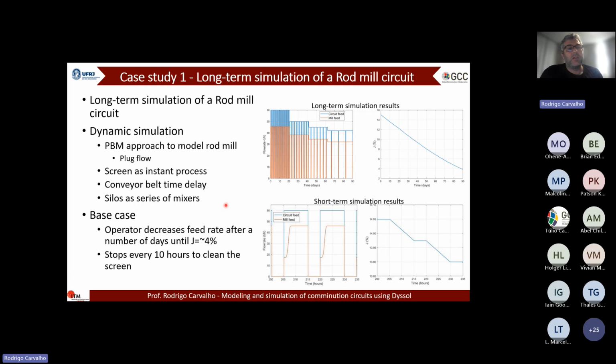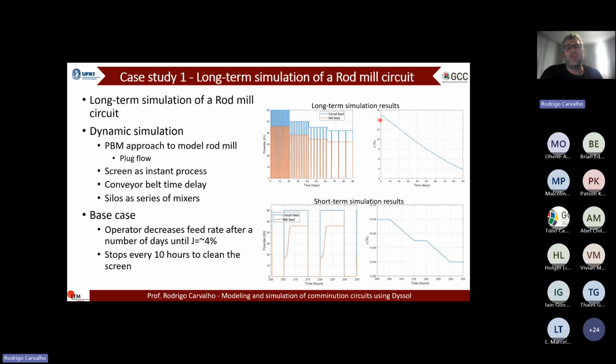So for the base case, we are just reproducing what the operator did. The operator decreased the feed rate after a certain number of days. You can see here, after 20 days of operation, there is a step change in the circuit feed, and with that the mill feed, which takes the oversize of the screen, decreases as well. We found 1, 2, 3 step changes to the feed, so the capacity of the circuit reduced.